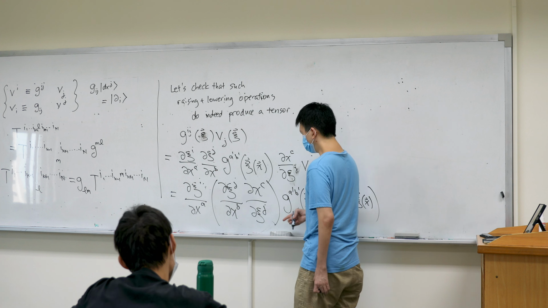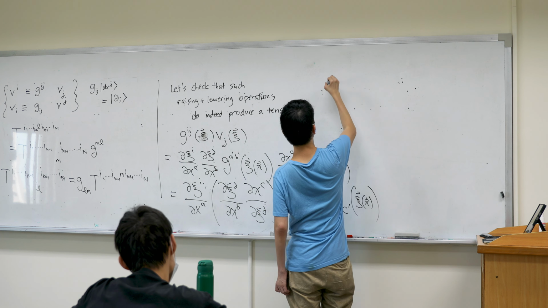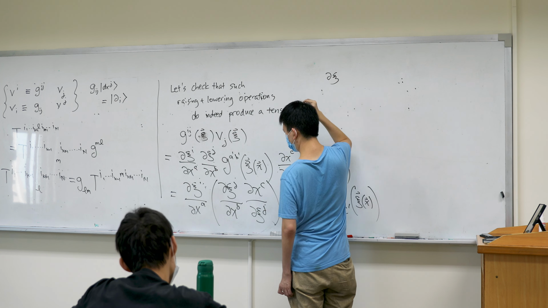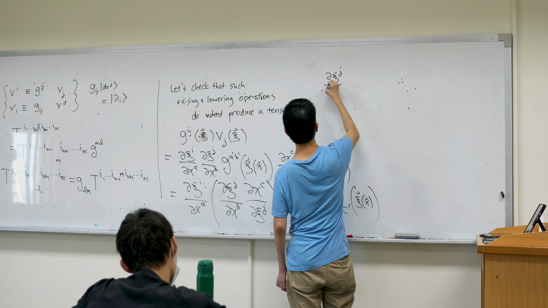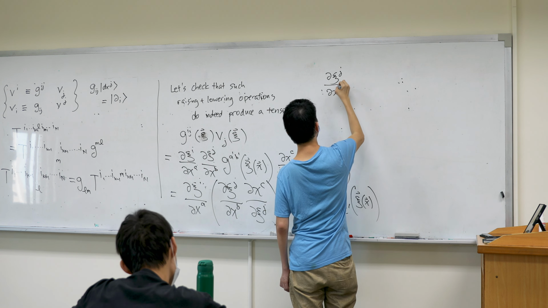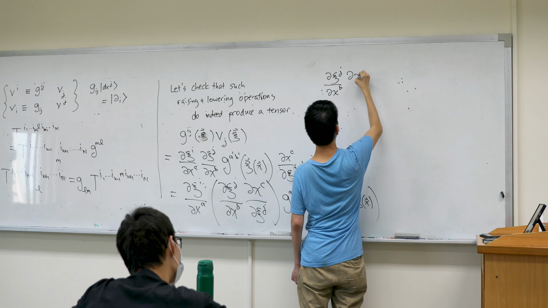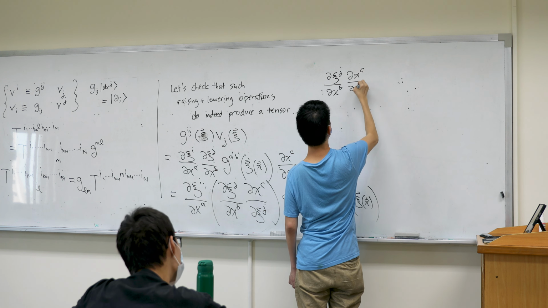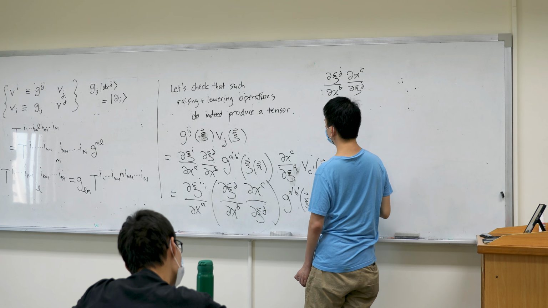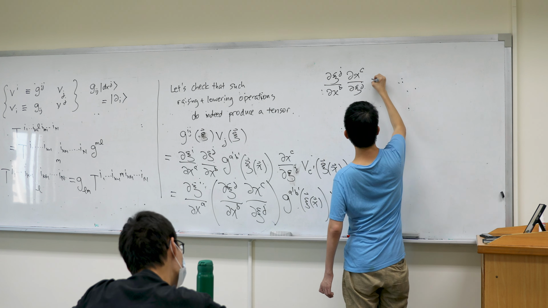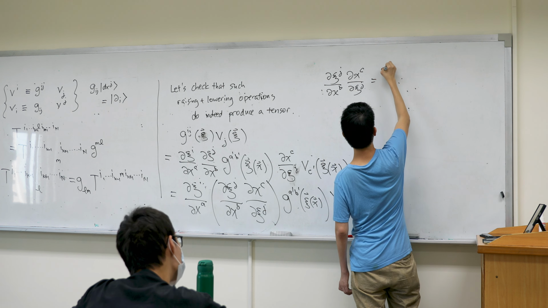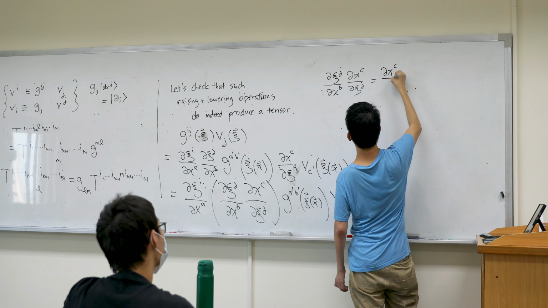So what is that? Well, this is nothing but a chain rule. So let's write it out explicitly. dCj, dxb, dxc, dCj. This is nothing but a chain rule. And so this gives you what? This gives you dxc, dxb.